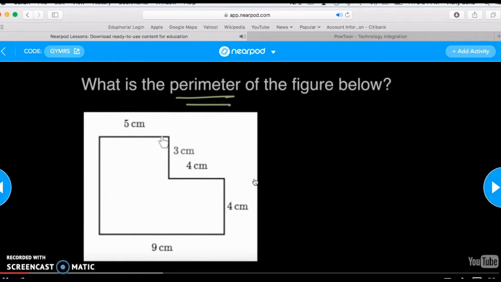Perimeter is the distance all the way around the outside of a shape. So in this case, if I were to walk around the outside, or maybe a human's too big, if an awesome little ant was to walk all the way around the outside.